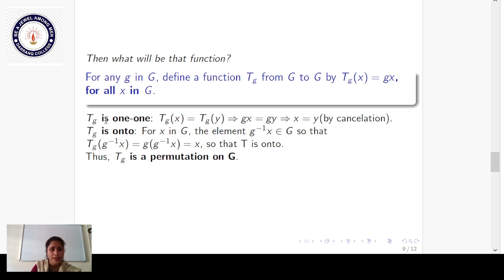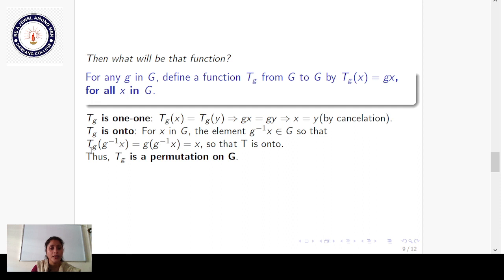First, Tg is one-one. Why? Consider Tg of x equals Tg of y. By the definition of the function it will be gx equals gy, which by the cancellation property of a group gives x equals y. Then Tg is onto. Suppose you consider any element x in the codomain group. As we have already fixed this small g, which is an element of the group, definitely g inverse will be an element of the group. And if g inverse and x are elements of the group, then their product g inverse x is also an element of the group G.